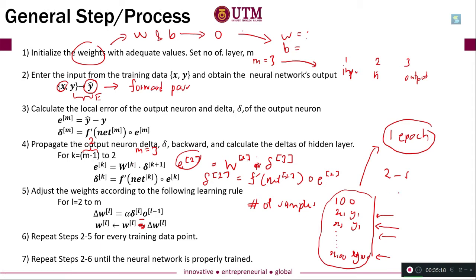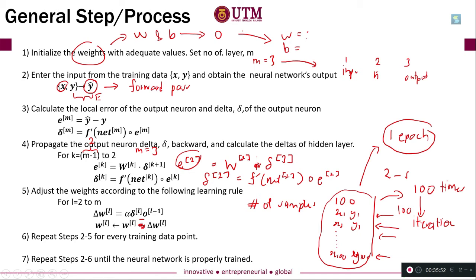But to complete this one epoch, you need to repeat step 3 to step 5 100 times. This repetition is called an iteration. So in this algorithm, one epoch is equal to 100 iterations.